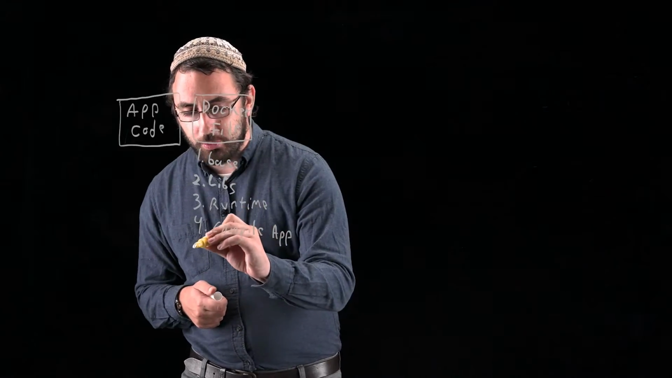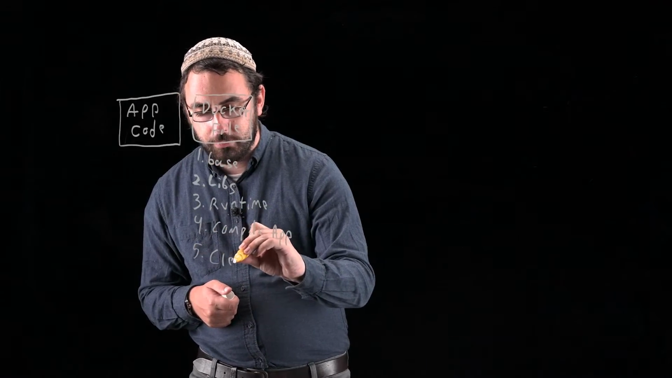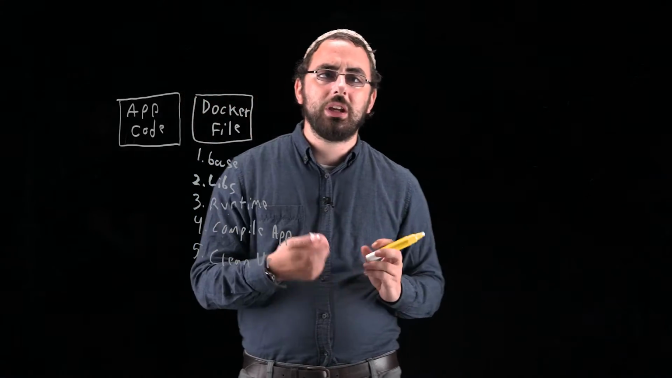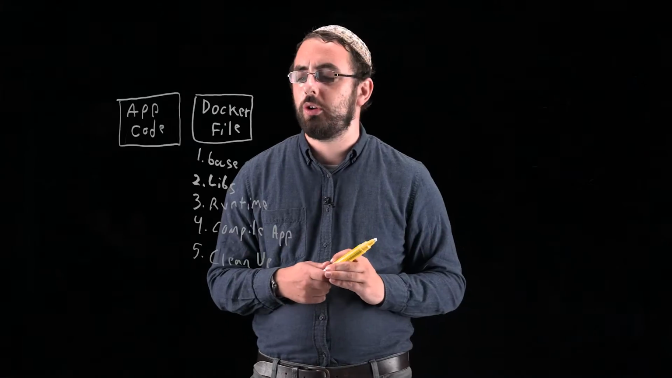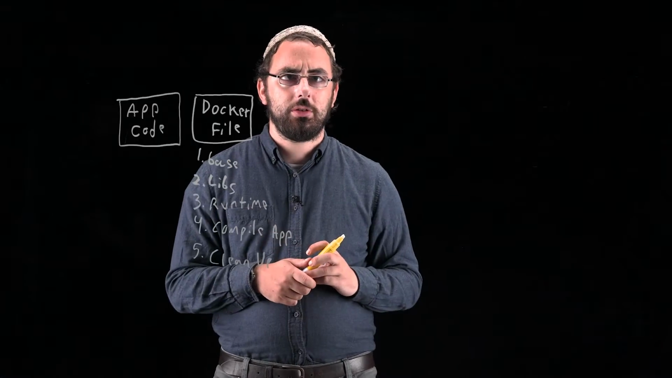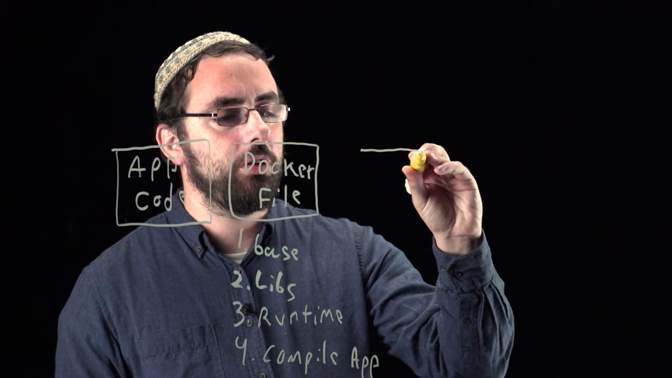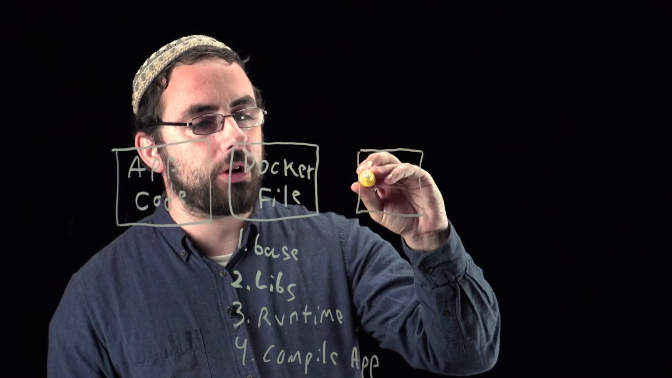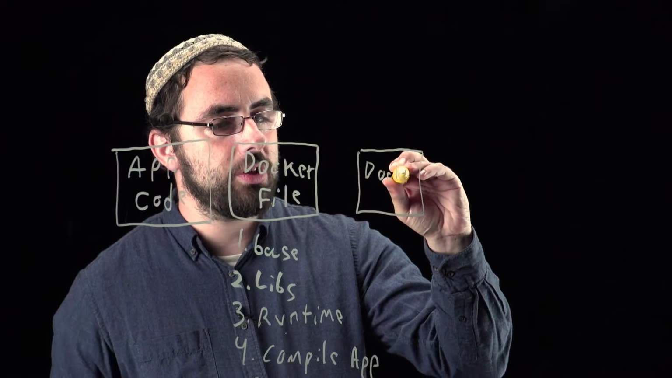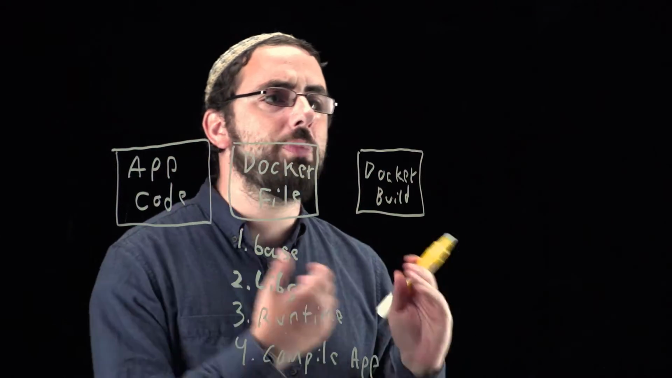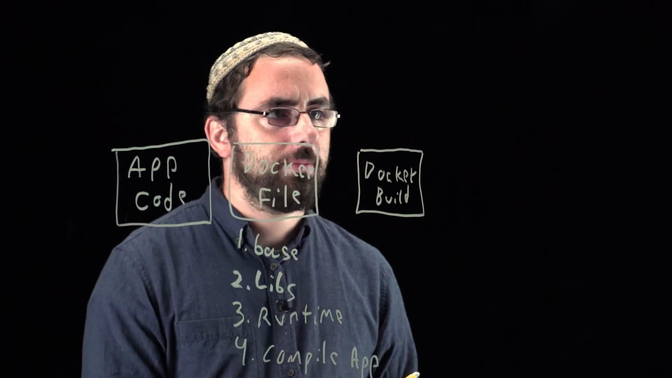So the next step that we need to do is a cleanup. So this could be, for example, if we were using Java and we needed the JDK, the Java Development Kit, in order to build our image, we want to remove that and just have the Java runtime environment in our image when we actually go to run it. Now, once we have this Docker file, our next step is going to be running a command. Usually, this is going to be a command like docker build. And what this is going to do is it's going to take the Docker file that we created, and it's going to build a Docker image for us.